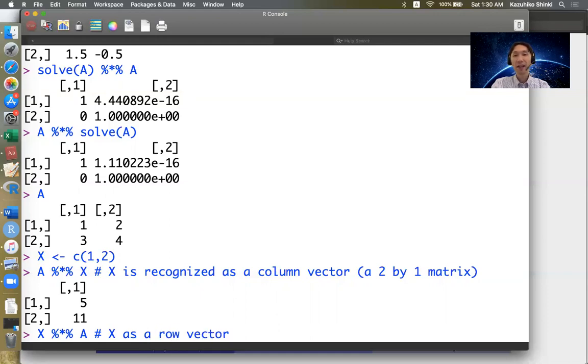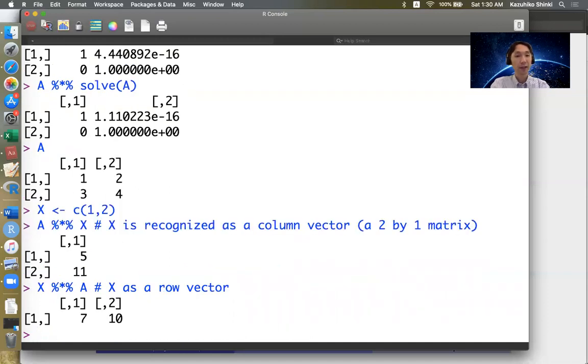So just recognize this vector so that the matrix product is defined. If we regard X as a row vector, we can calculate the matrix product. Then this is 7, 10. You can see X is 1, 2, a row vector. So we think about the inner product of this and the first column of A: 1 times 1 plus 3 times 2. So that is 7. And the other one is 10.